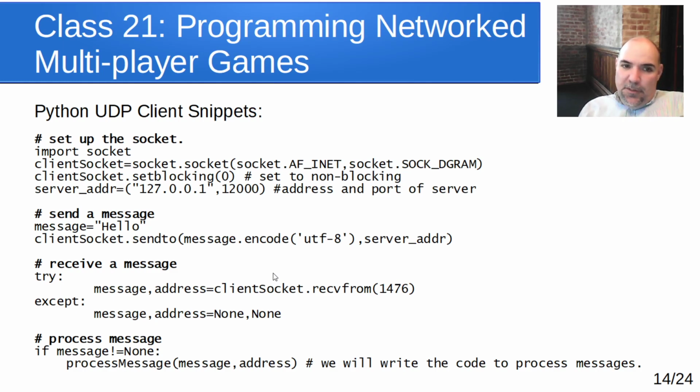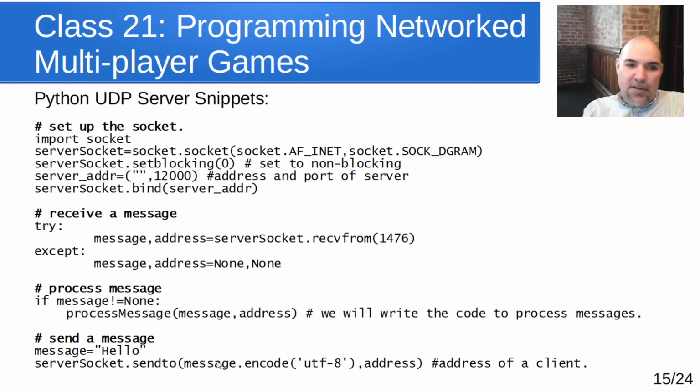So here are some UDP client snippets. Again, import socket, open the socket, create the socket object, set it so it doesn't block, create an address for the server that you're going to talk to. Encode the message, receive a message, and then if we have a message of something other than None, process it. And then we would write the code that processes that.